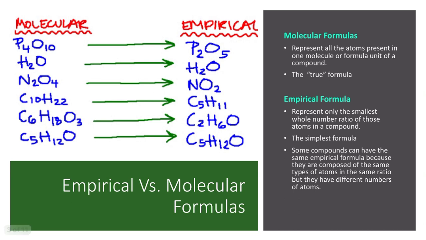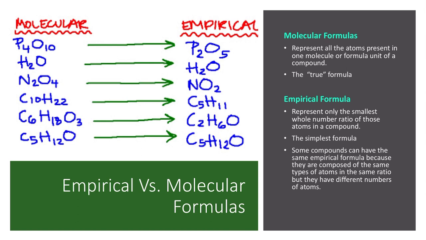All right, so the first thing that we're going to talk about is the difference between molecular formulas and empirical formulas. A molecular formula represents all of the atoms that are present in one molecule or one formula unit of a compound. We call this the true formula. The empirical formula represents only the smallest whole number ratio of those atoms in that compound. This is the simplest form of a formula. And if the empirical formula is different than the molecular formula, all it's really telling us is the types of elements involved and what ratio they are combining in, right?